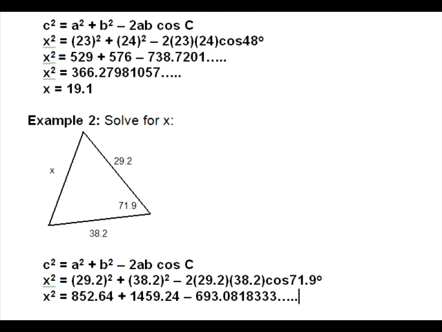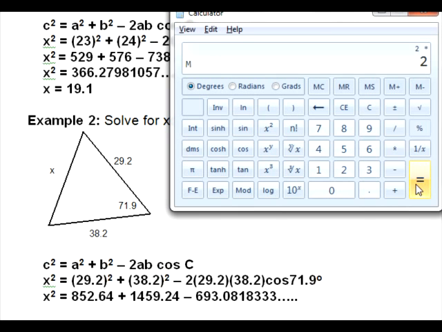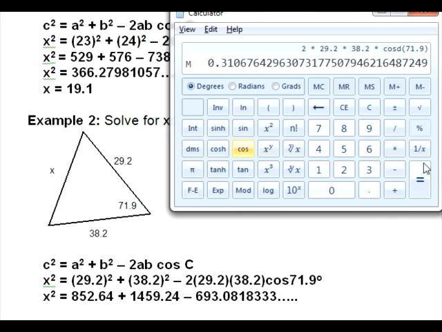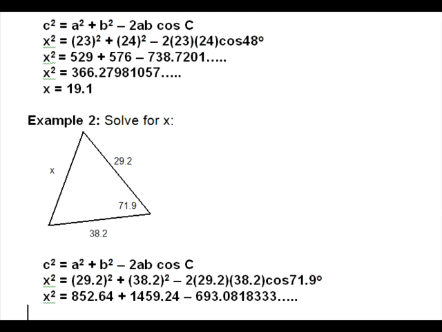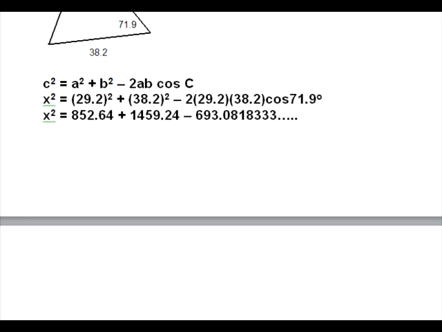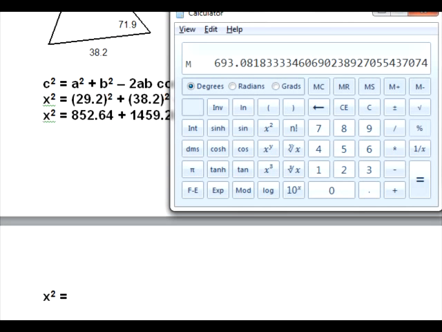Okay, if you need me to do that slower, I'll do it one more time. 2 times 29.2 times 38.2 times cosine 71.9, which equals 693 and change. Alright, to keep going here then, oops, I lost my page there. X squared equals, I just add them up together. I'm going to store that again.